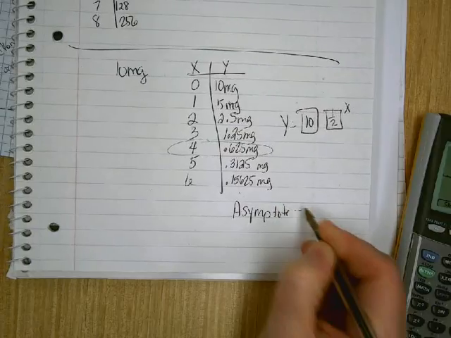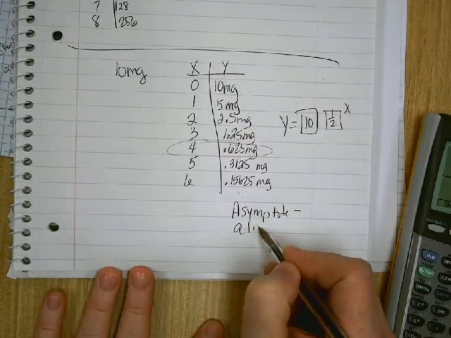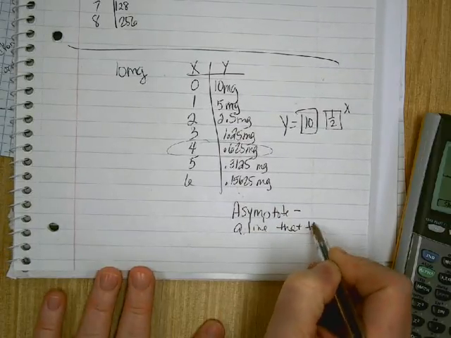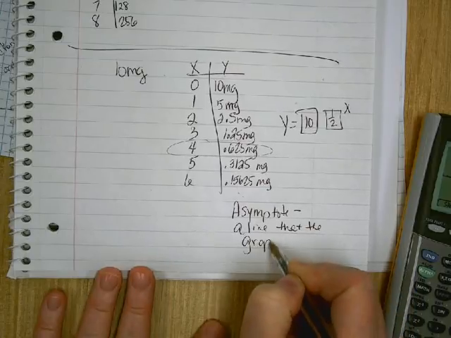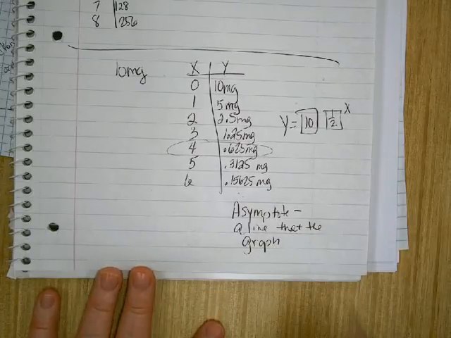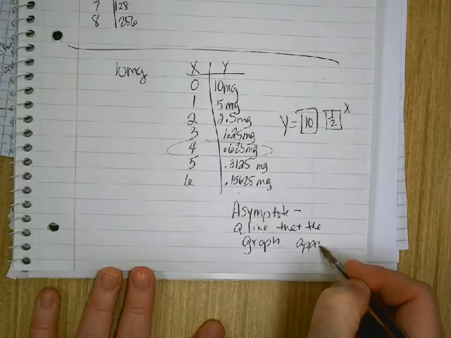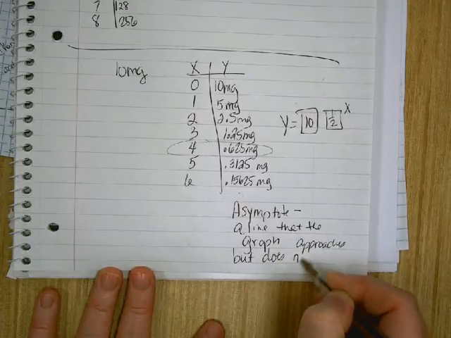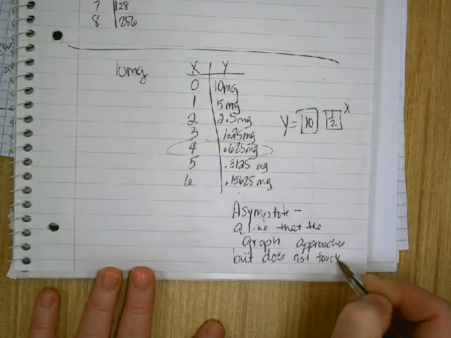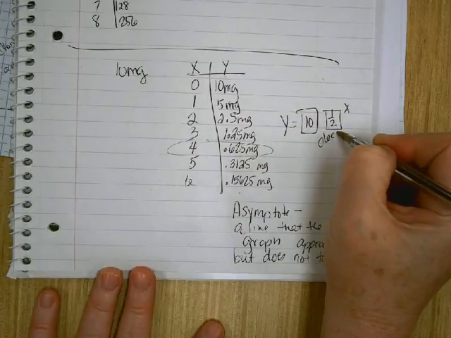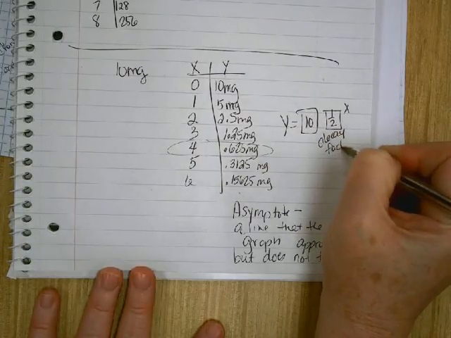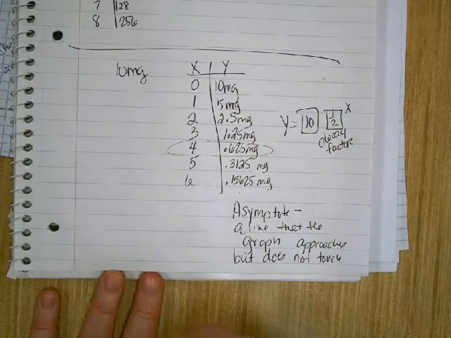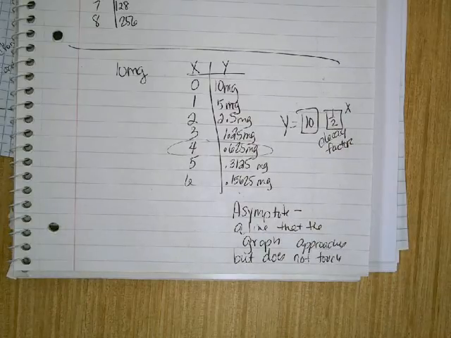An asymptote: a line that the graph approaches but does not touch. And this is called a decay factor because it's going down. So we have exponential growth and we have exponential decay. In one, the numbers are increasing, and in the next one, they're decreasing.